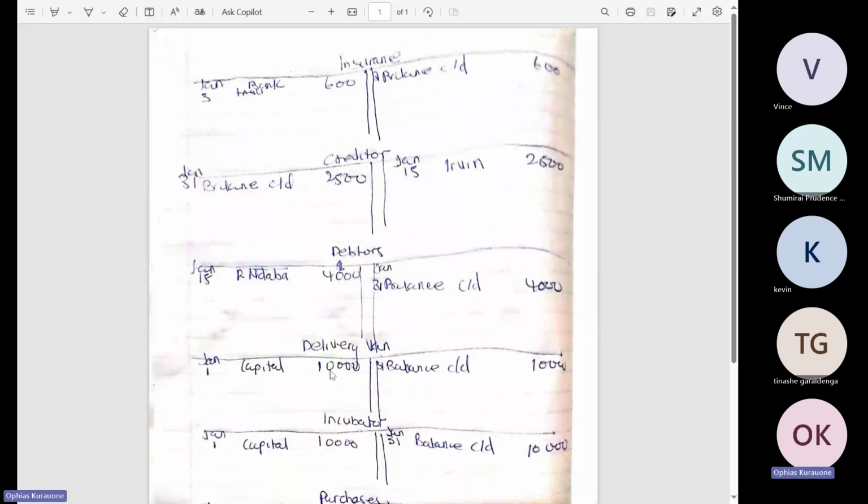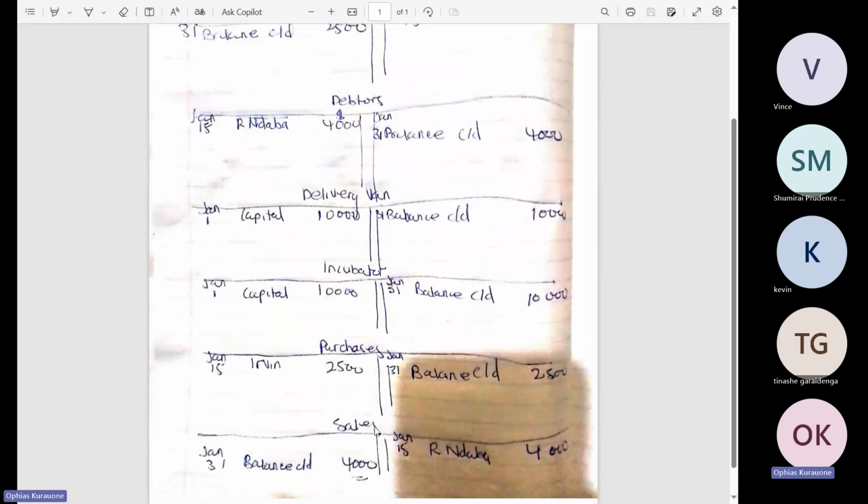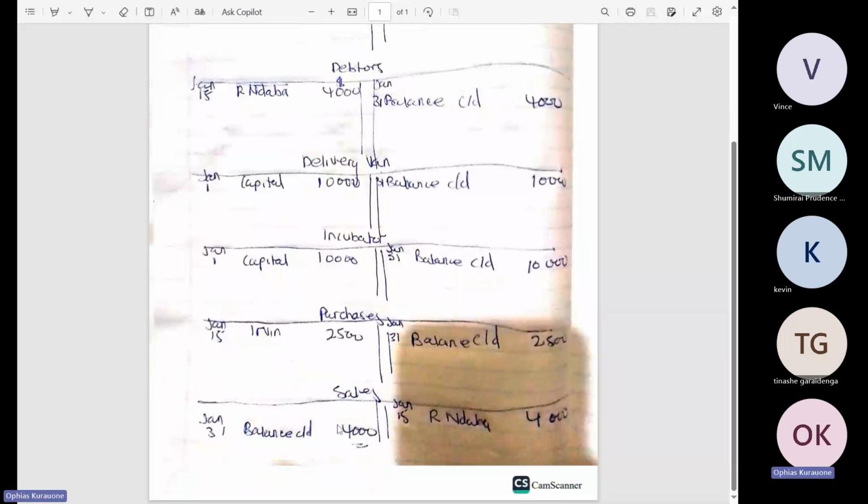Delivery, then the capital 10,000. Balance carried down 10,000. Incubator 10,000. Then the balance carried down 10,000. Purchases. We did purchases here, I think 2,500. Balance carried down 2,500. Sales around 4,000. Balance carried down 4,000.